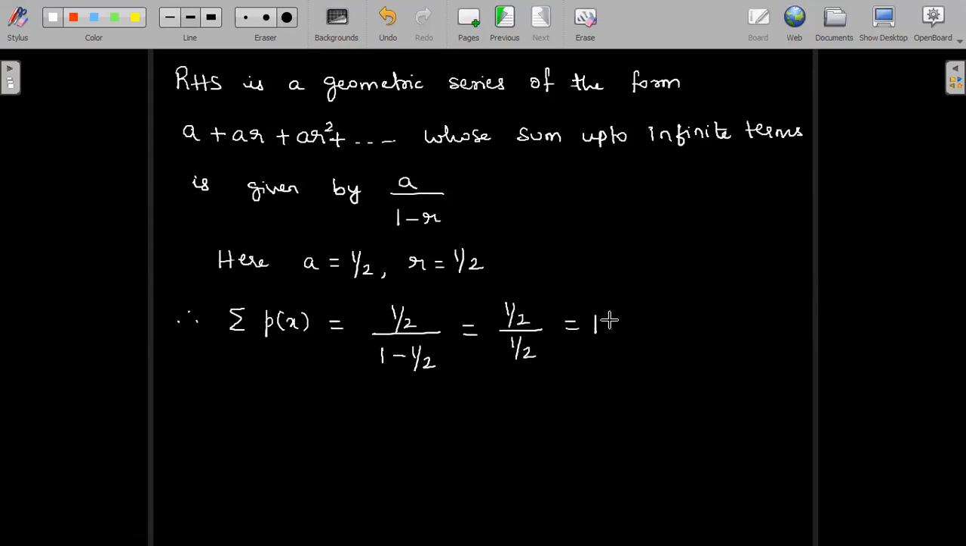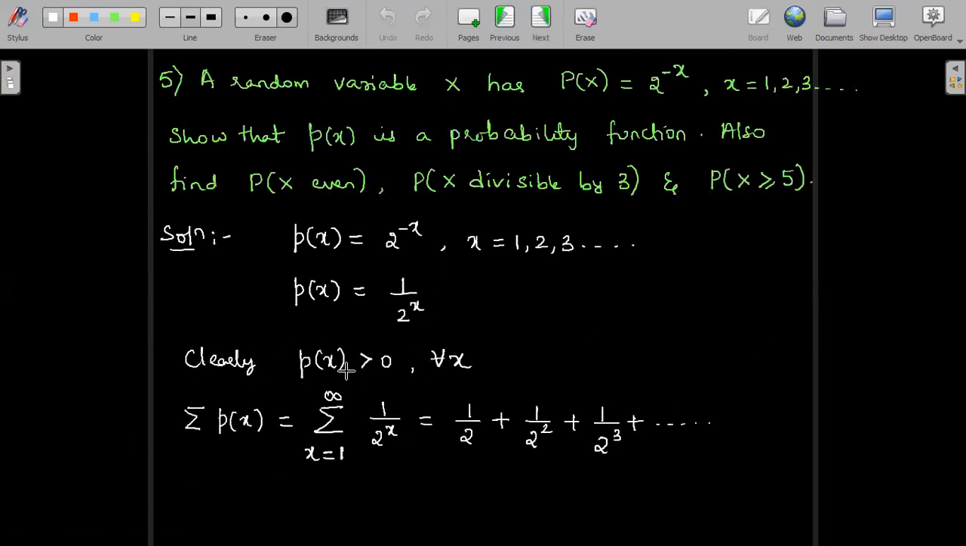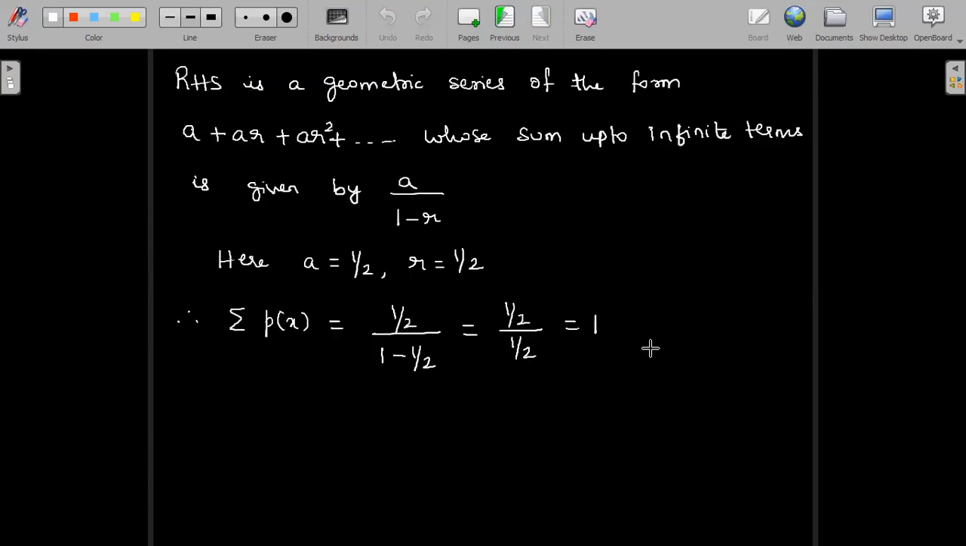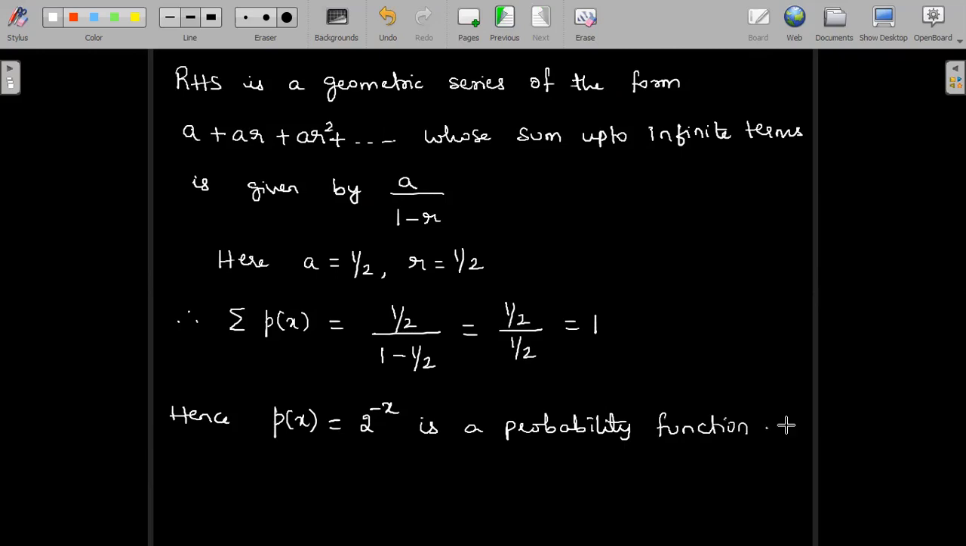So we proved both the conditions are satisfied. That is, the first condition, P of x is positive, greater than 0. And the second condition, we saw that the sum of all P of x values is equal to 1. Hence, we can conclude that P of x given by 2 power minus x is a probability function. So this was the first part of the problem, if we could observe.